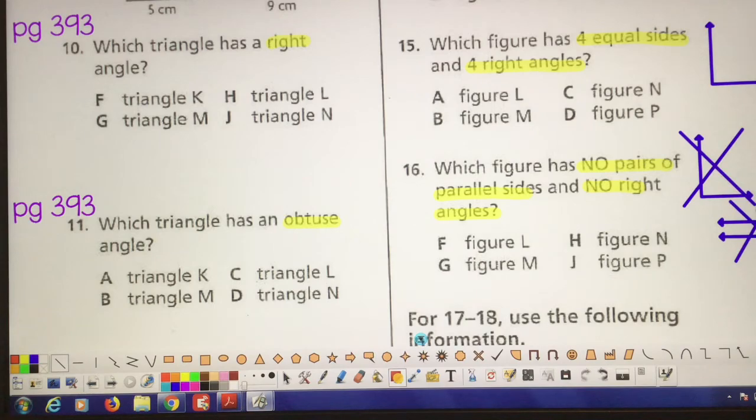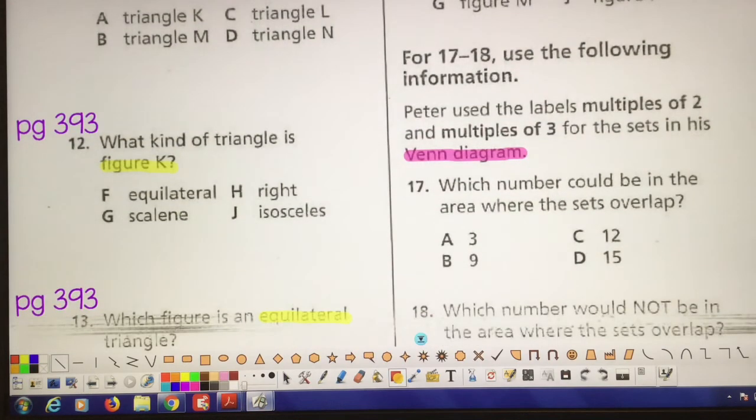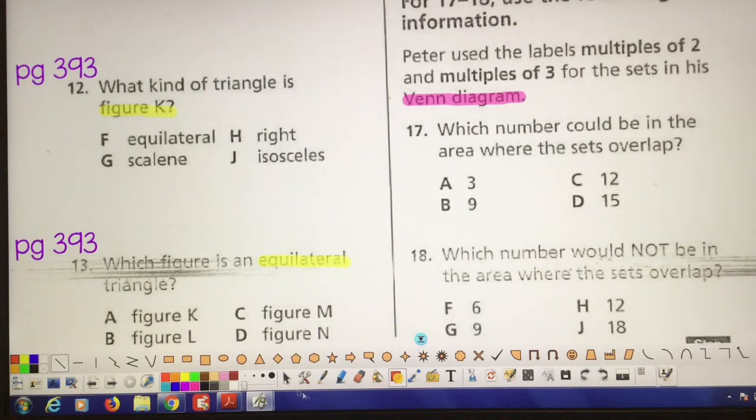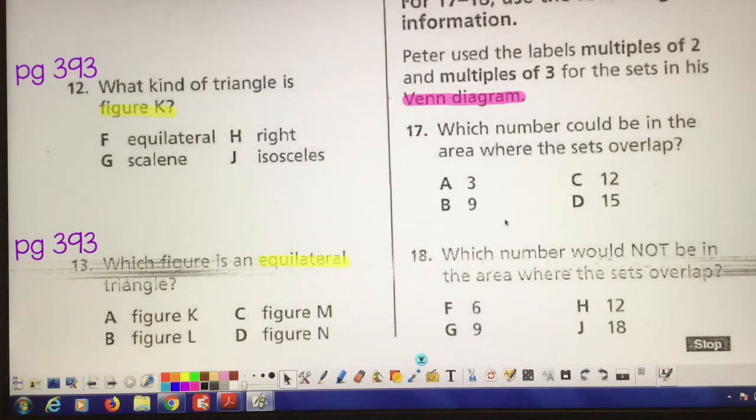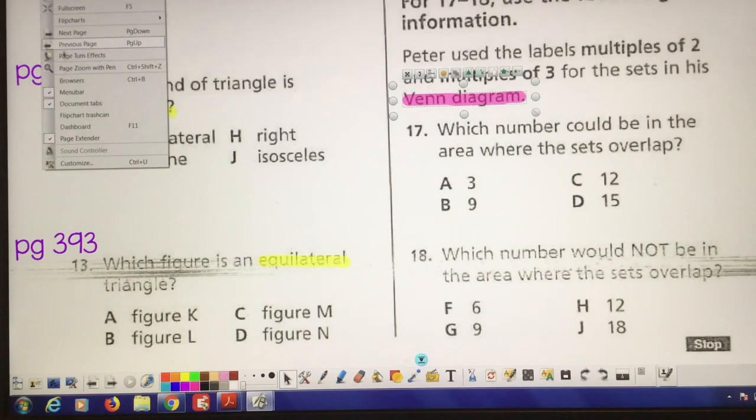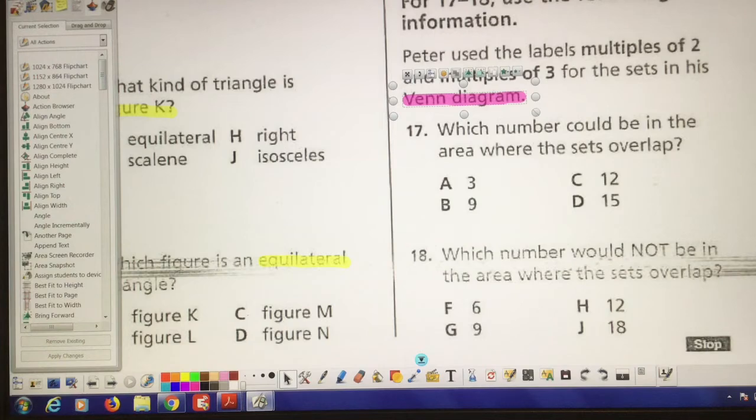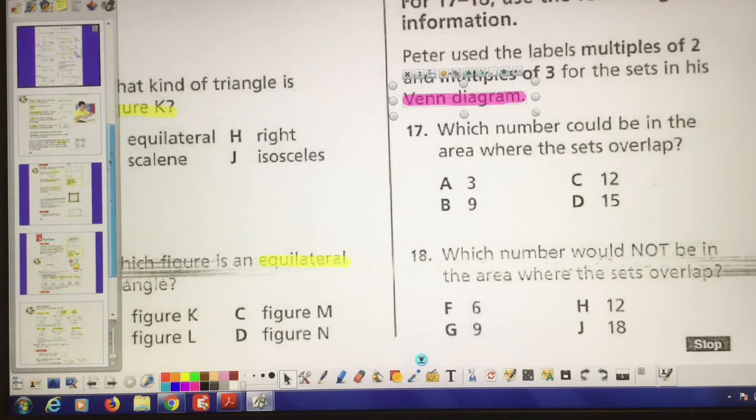Now for 17 and 18, it's actually a review of multiplication. So when you look here, Peter used labels, multiples of 2 and multiples of 3 for the sets of his Venn diagram. I would either grab a separate sheet of paper or you can draw over here, but it's way too small for me. So I'm actually going to draw. I'm going to have my own Venn diagram here. So let me grab that.